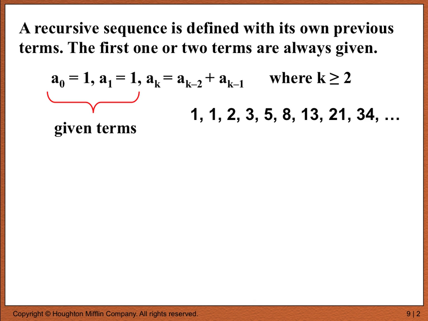It's defining itself. And again, this is hard to get used to. Sometimes it's confusing at first. But this is just to introduce you to what recursion is and how a sequence can be defined recursively.